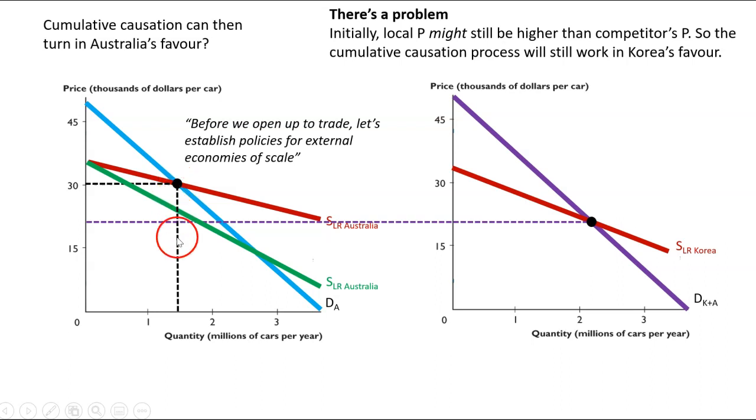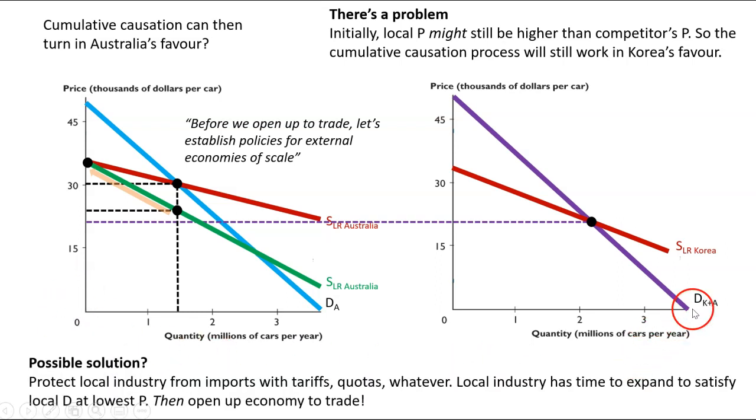If we initially are starting production at this level, but now at a lower cost and therefore charging a lower price, you can see the problem here. That price is still above the Korean price, in which case we'd start our cumulative causation process of losing customers to Korea until our industry was destroyed. So that's bad news. Is there a possible solution to this problem?